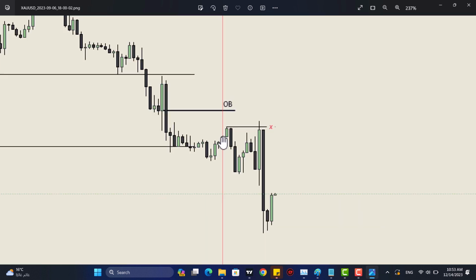And for the last example, as you can see, price started trading higher, leaving this failed swing untapped. So we have a pool of liquidity right here.